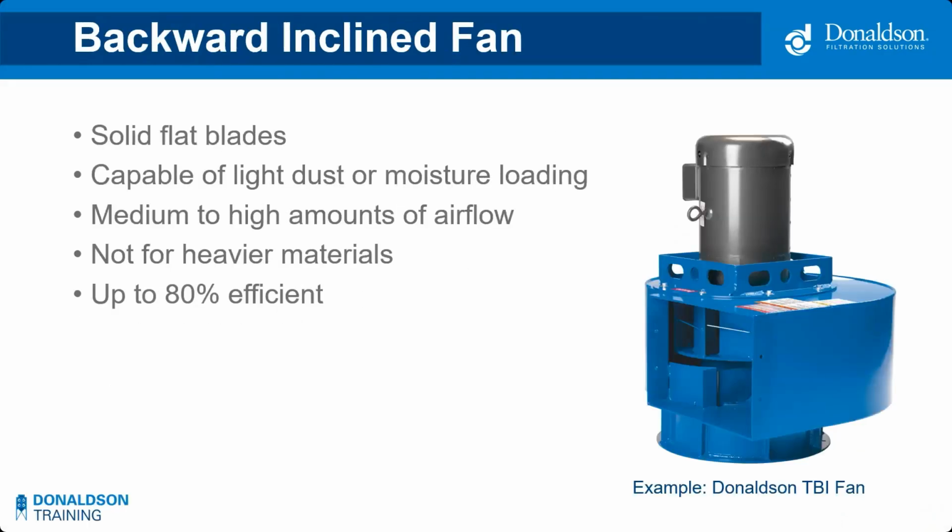Here's the backward inclined fan, or an example of one. This is Donaldson's TBI fan, or turret backward inclined. The backward inclined blade, or the TBI fan in particular, has solid flat blades. It's capable of handling a little bit of dust or a little bit of moisture. We get medium to high amounts of airflow out of a backward inclined. It's not for heavier materials, and it's pretty efficient.